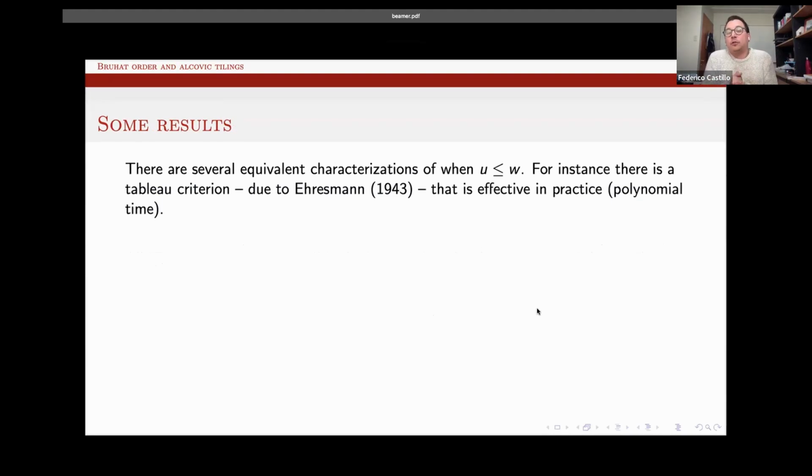There is a form of this called the tableau criterion. In some places, it's called the Ehrenmann's criterion. This is in Björn Brent's book and in many other places. And this uses some quadratic number of comparisons in some array that you have to build. So there are other equivalences that are practical.